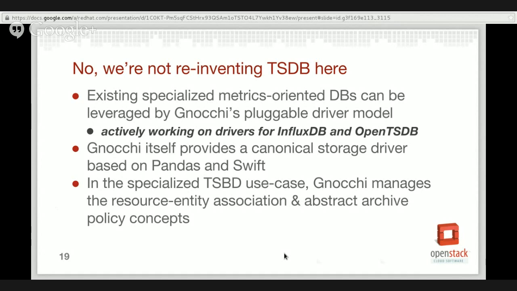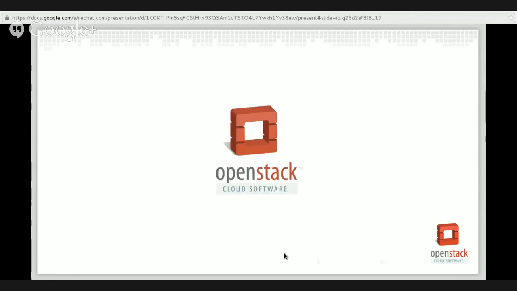Okay, and basically in the case where we are using a specialized time series database, well then in that case, Gnocchi does have some work to do around managing the resource to metric association, and also managing the archive policy concepts, the ability to create a new archive policy, and then interfacing between that high-level abstract view of archive policy and the specific downsampling or distillation mechanism that the particular metrics-oriented database supports.